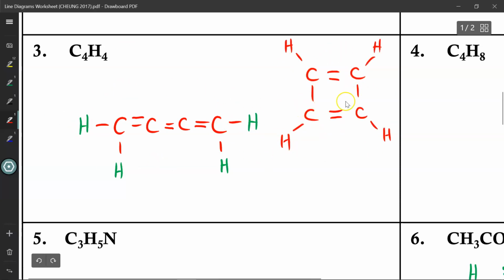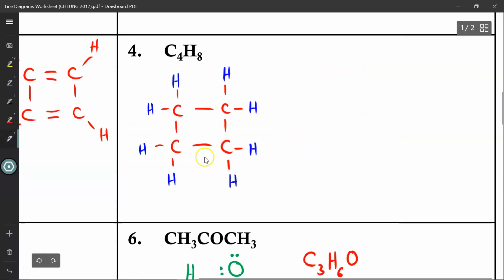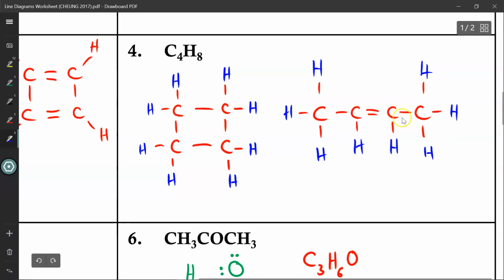So remember, you can also make ring structures. Over here I did the same with another ring structure, C4H8. So 1, 2, 3, 4, 4 carbons. 8 hydrogens, 1, 2, 3, 4, 5, 6, 7, 8. Do the hydrogens each have 2 electrons? Yes, 2 each. That's good. Do the carbons have 8 electrons? 2, 4, 6, 8 for each of them. So that's one possibility. And here's another possibility.